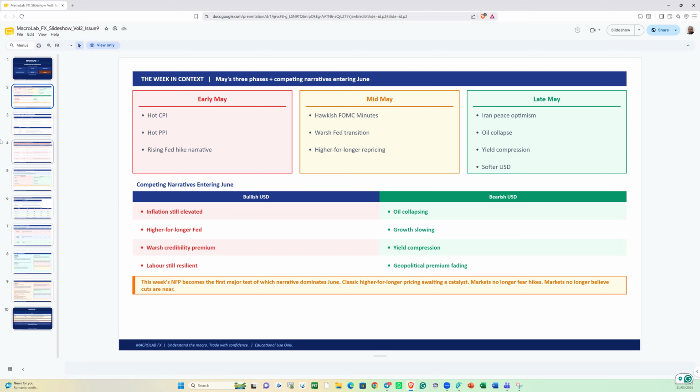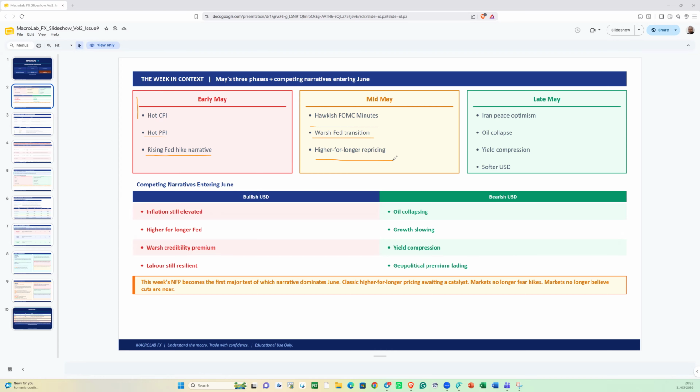If you look at our week in context, you will see what happened in early May: hot CPI, hot PPI, and a rising Fed hike narrative. That was what the market was seeing, and that's why Euro USD and Pound USD sold off aggressively. But in mid-May, we saw hawkish FOMC minutes, the Fed transition to Warsh, meaning a new Fed chair was coming on board, and higher-for-longer repricing too.